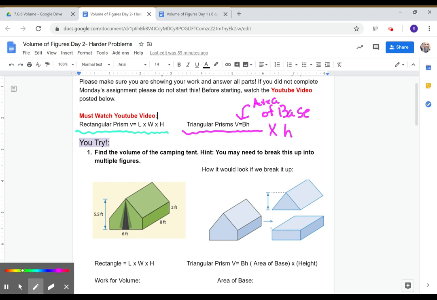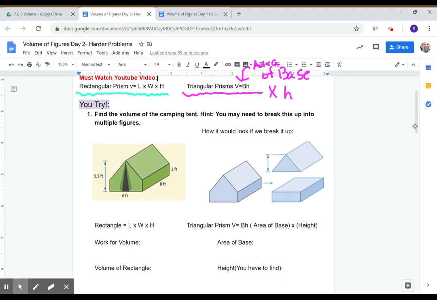Okay, so let's take a look at this first one. It says find the volume of the camping tent. Hint, you may need to break this up into multiple figures. When I'm looking at this, I have two figures that we should be familiar with. I see a triangular prism on top, that's this piece, and then I see a rectangular prism right here on the bottom. So I'm going to draw that piece on the tent. So I have two figures.